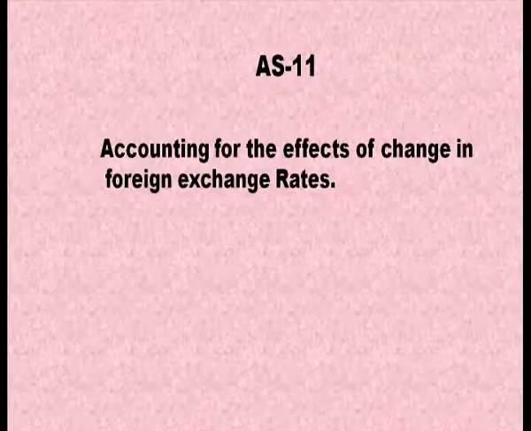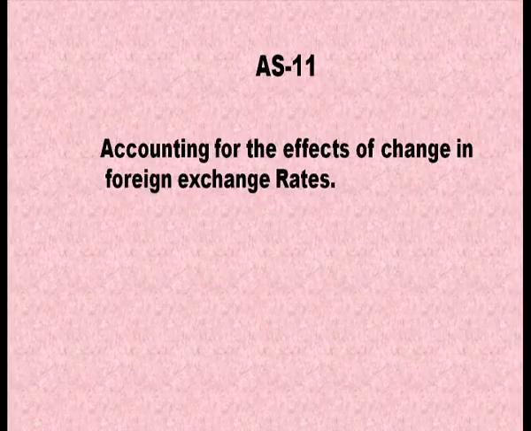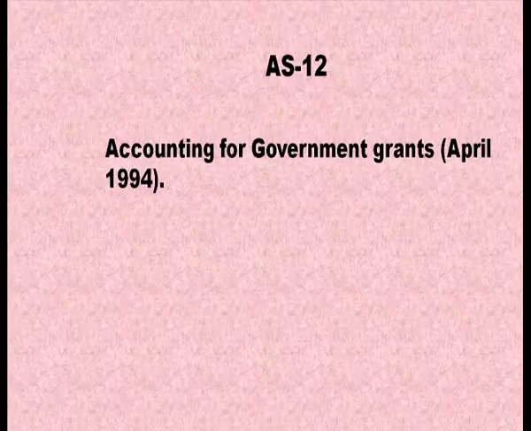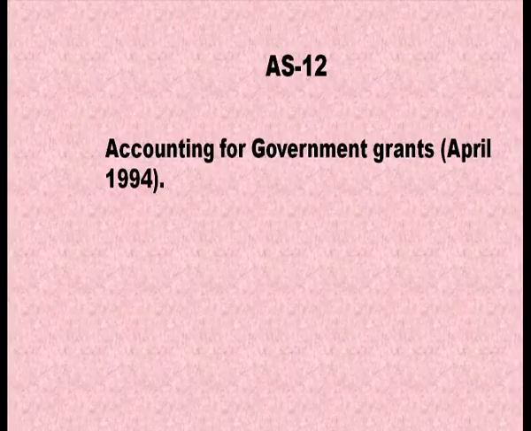Accounting Standard 11 is accounting for the effect of changes in foreign exchange rates. Accounting Standard 12 is for government grants. Accounting for government grants is recorded in AS12.